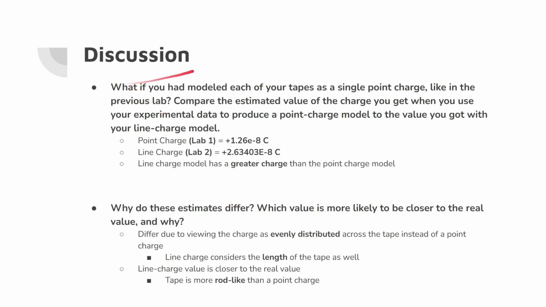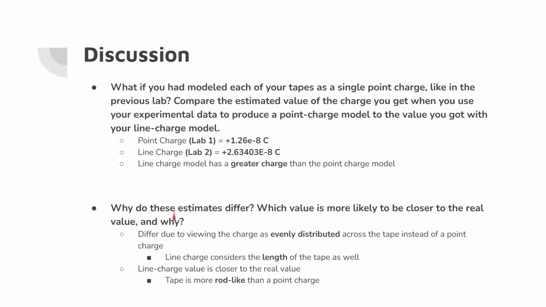So, discussion. If we modeled each tape as a point charge, we saw in Lab 1 that it was approximately 1.62 times 10 to the negative 8 coulombs, but treating them as line charges, 2.63 times 10 to the negative 8 coulombs, which is quite different. And we know that the line charge model has a greater charge than the point charge model.